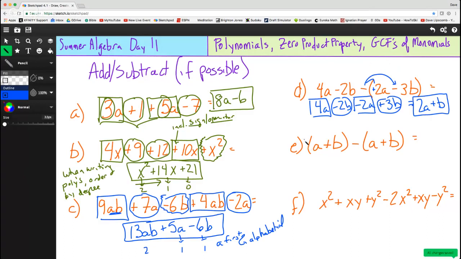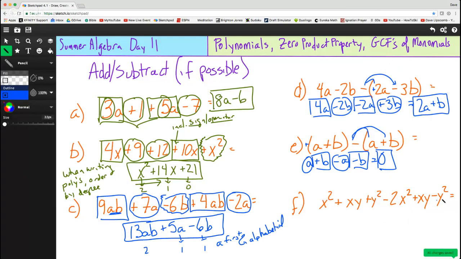Similar here, we can just drop these. This is like a positive, so we can just drop our parens. But this one here, we subtract, and we subtract b. And here we get our A's and our B's. Well, a minus a is 0. B minus b is 0, so our answer is just 0.